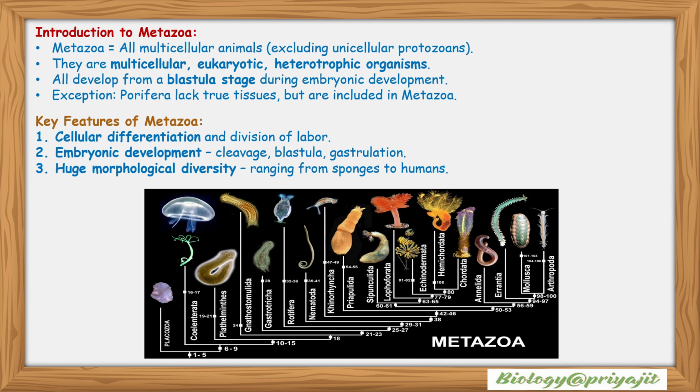All of them develop from a blastula stage during embryonic development. Exception: Porifera lacks true tissues, but they are included in Metazoa. Key features of the Metazoa are cellular differentiation and division of labor, embryonic development, cleavage, blastula, gastrulation, and huge morphological diversity ranging from sponges to humans.